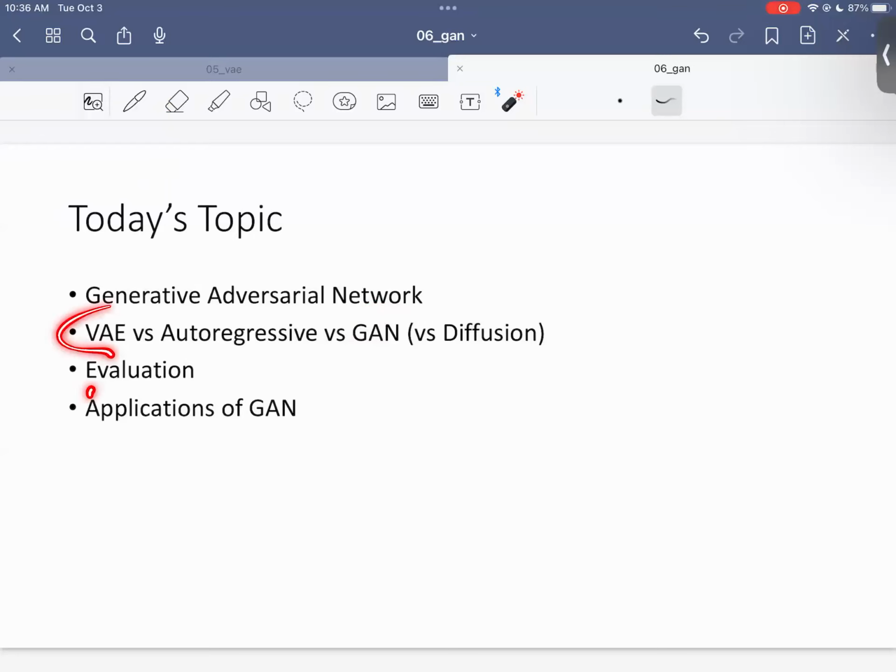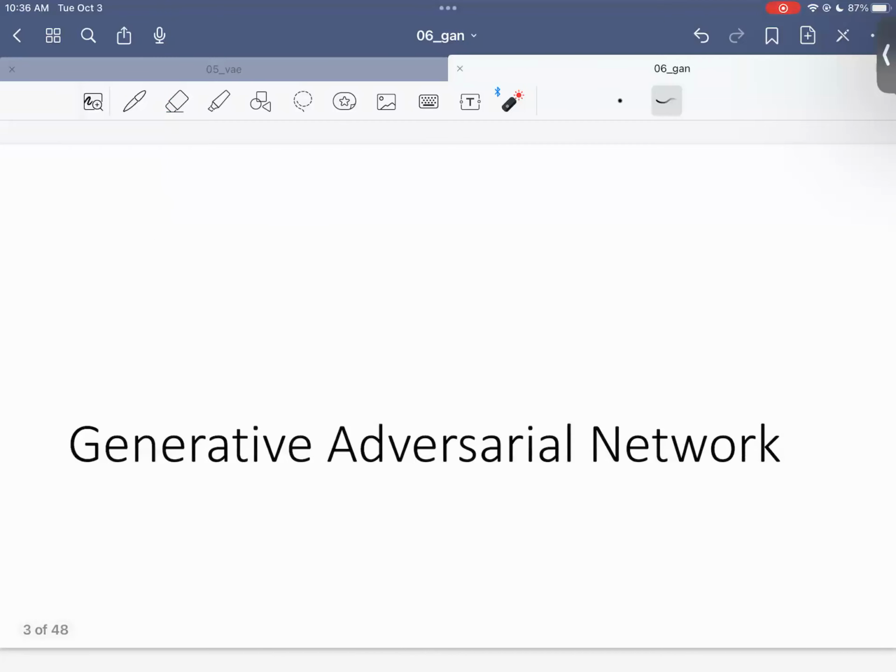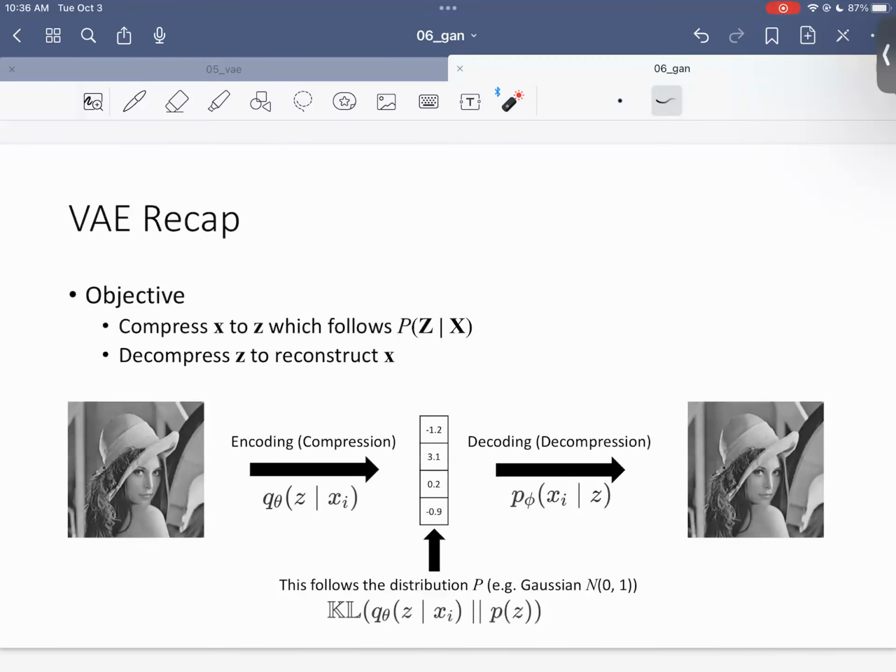It could be VAE, it could be autoregressive, could be GAN, any generative model that generates images. We need to evaluate how good the quality of the image is. So that's what we're going to talk about, and then some applications of GAN. Right, so generative adversarial networks. First, a VAE recap.